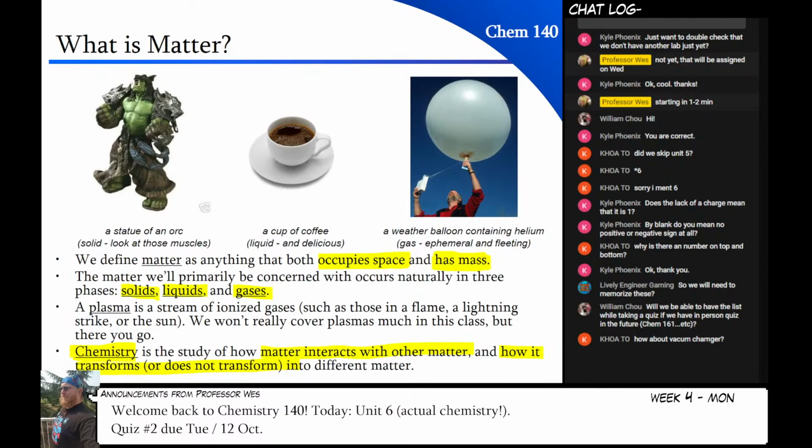If I put salt in water, what happens to the salt? What happens to the water? Do they change in some appreciable way? Well, the salt goes away, right? Why does it do that? That's what we're going to talk about in chemistry.